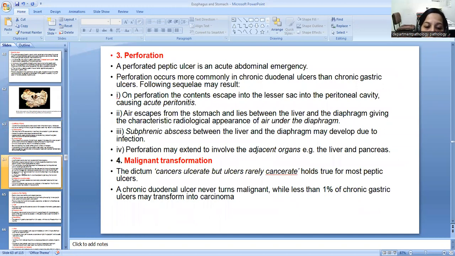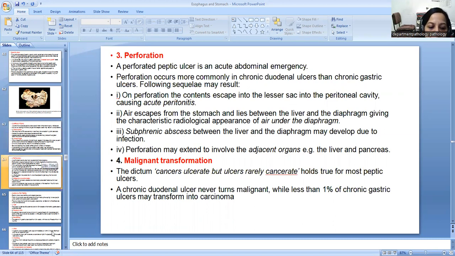Then there can be perforation, which is an emergency. Perforation occurs more commonly in chronic duodenal ulcers than chronic gastric ulcers. The following sequelae may result. On perforation, the contents escape into the lesser sac and the peritoneal cavity, causing acute peritonitis. Second, air may escape from the stomach and lie between the liver and diaphragm, giving the characteristic radiological appearance of air under the diaphragm. A subphrenic abscess between the liver and diaphragm may develop due to infection. Perforation may extend to involve the adjacent organs, that is the liver and the pancreas.